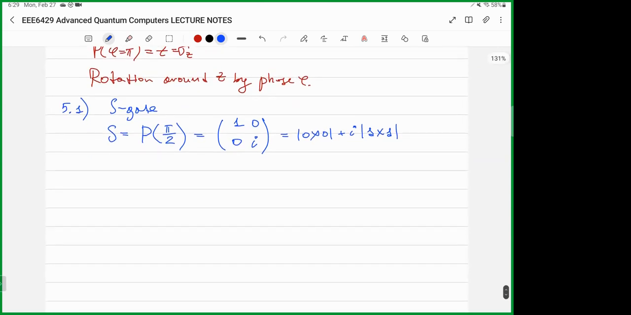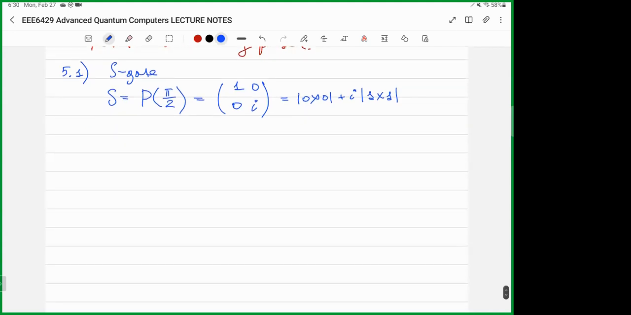Right. And in this way, we can find any results of application of this gate on any state and build the logic basically. So this is the S gate. Again, it rotates the state vector around the z-axis, but by the angle pi over 2 or 90 degrees.